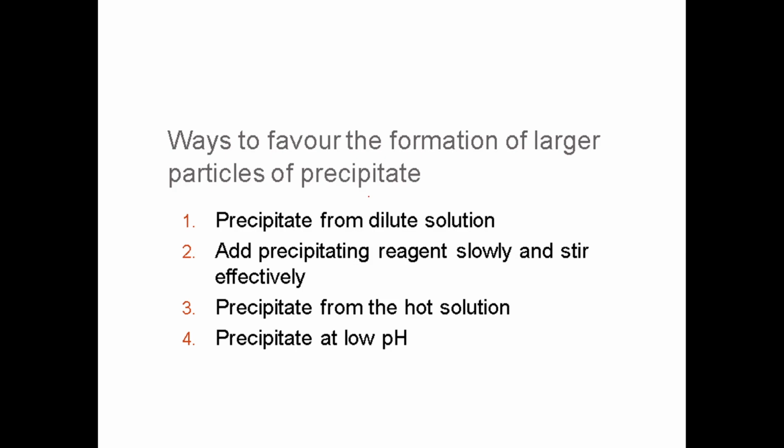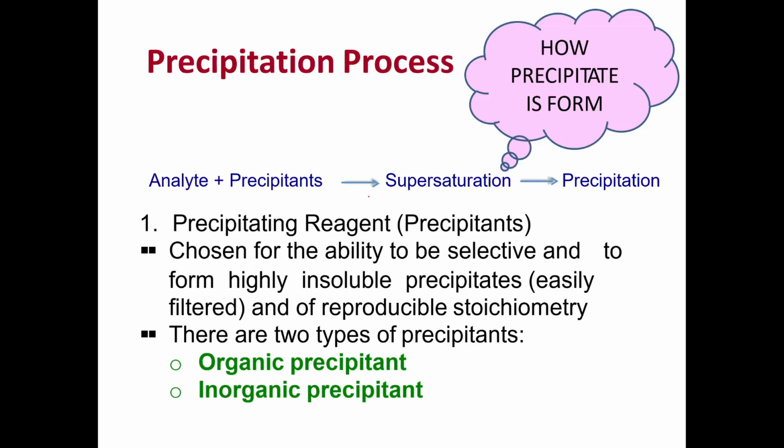This is the same example that I already explained at the last slide. This is the precipitation process, how precipitate is formed. So when we add in the analyte and the precipitation reagent, the solution becomes supersaturated. After the supersaturation condition, the precipitate begins to be produced. Okay, so for any precipitate, the condition must first be supersaturation before the precipitate is produced.